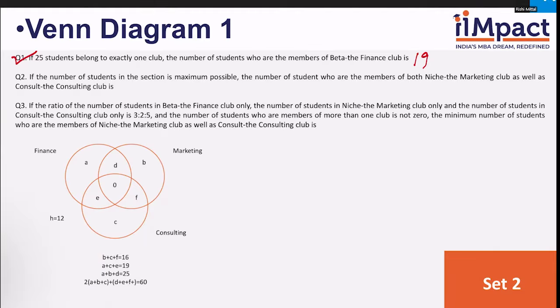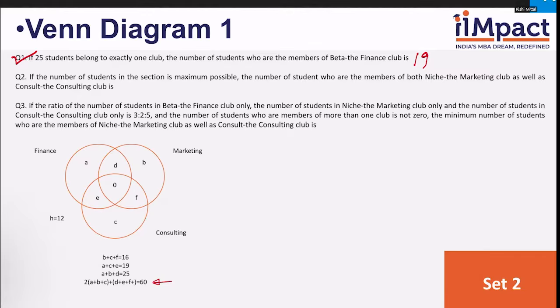Okay. So, question number 2. If the number of students in the section is maximum possible. Okay. Now, guys, when will the students be maximum possible? If I look at this equation, if I want the numbers to be as high as possible, can I assume A plus B plus C is 0? Only then I will get maximum possible students. Correct?